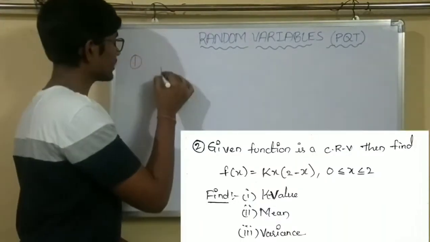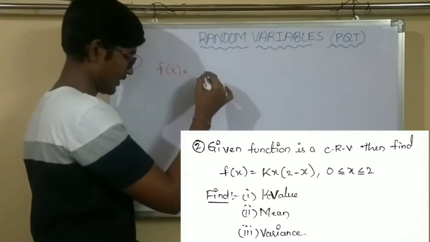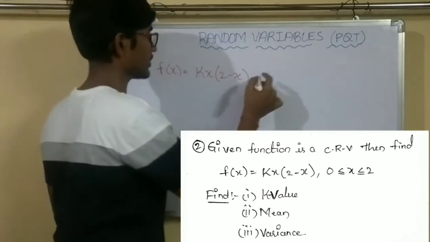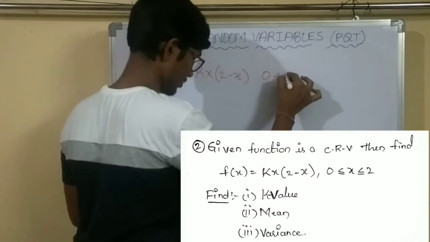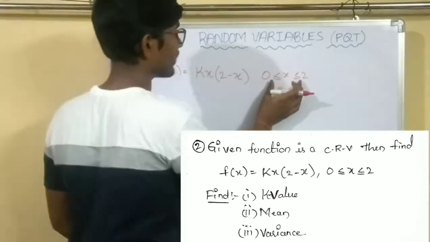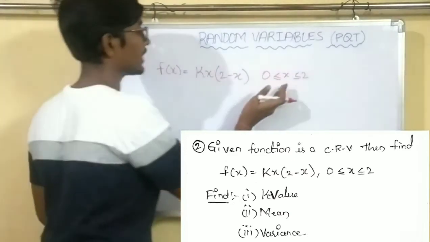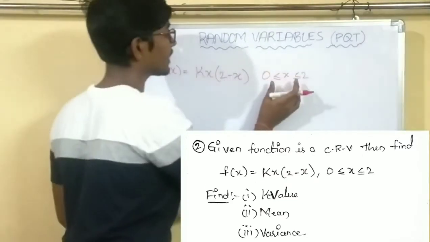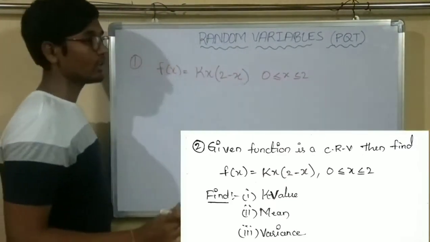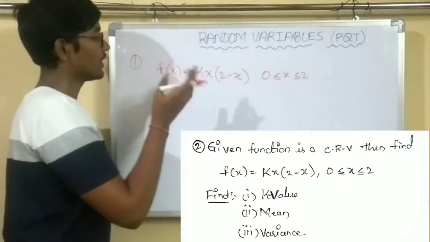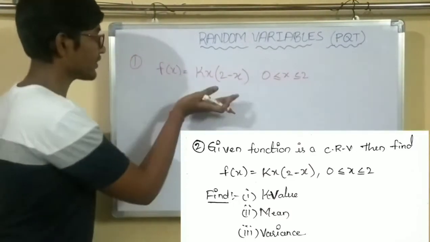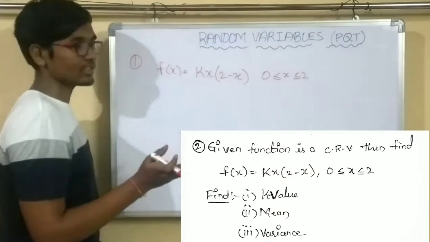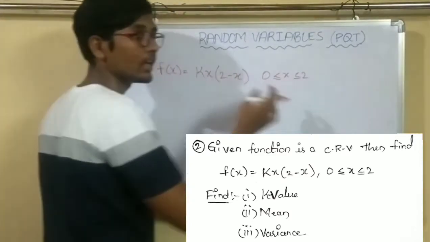The function given here is f of x equals kx into 2 minus x, and they have given the limit of x here, that is 0 less than or equal to x less than or equal to 2. So when the x value is from 0 to 2, the function is like this, and if the x value is less than 0 or greater than 2, the function does not exist, that is 0. So the function exists only from 0 to 2. If it is less than 0 or greater than 2, it will not exist.